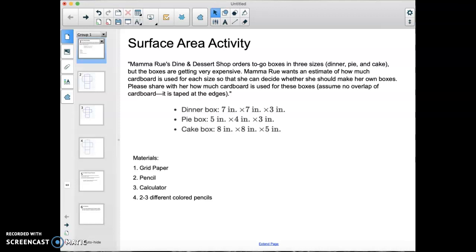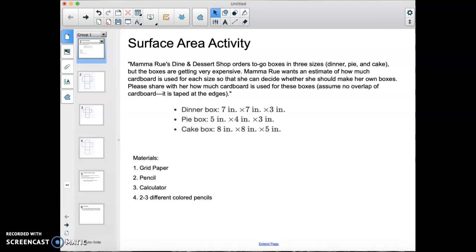The dinner box is 7 inches by 7 inches by 3 inches. The pie box is 5 inches by 4 inches by 3 inches. And the cake box is 8 inches by 8 inches by 5 inches. The materials we will be using for this activity are grid paper, a pencil, a calculator, and 2 to 3 different colored pencils to help for a visual.